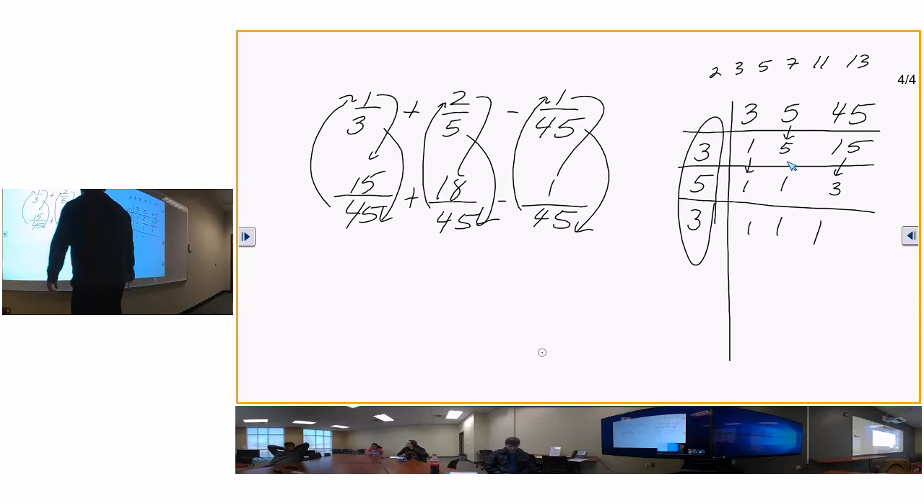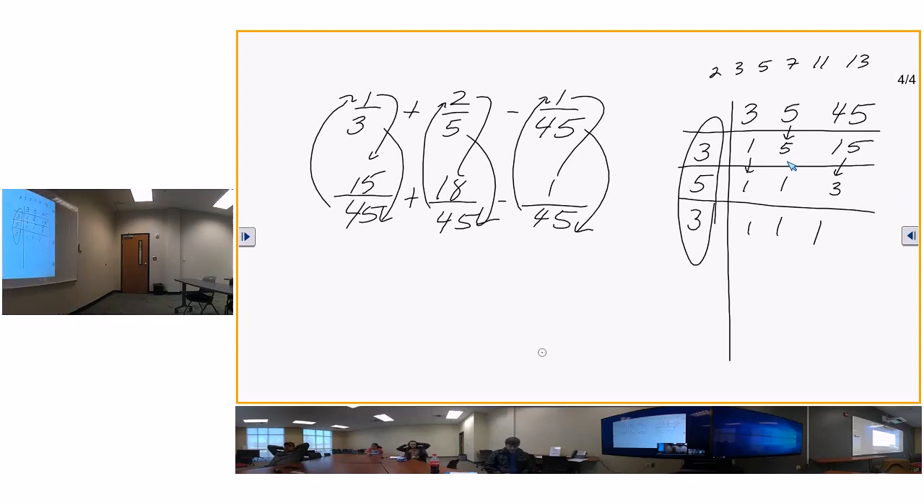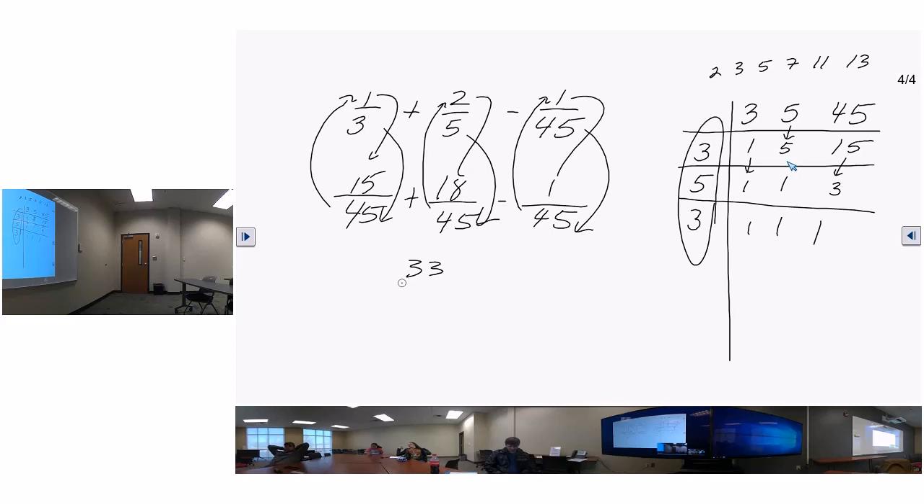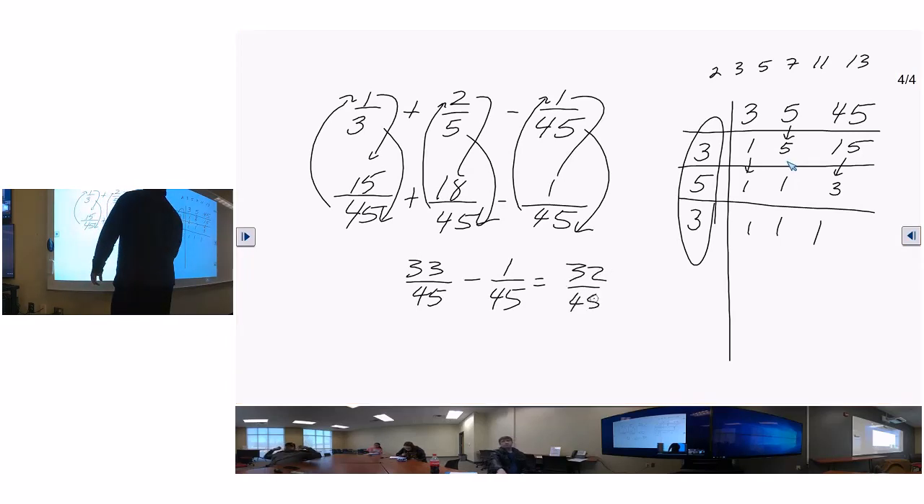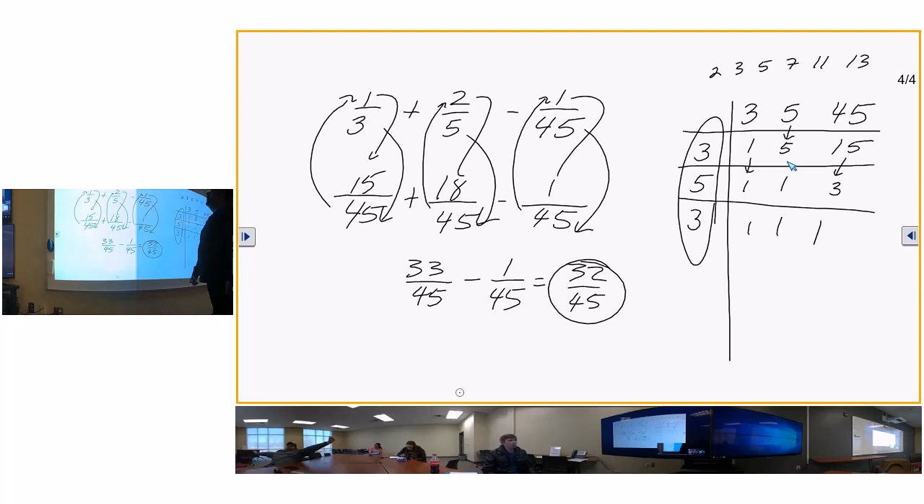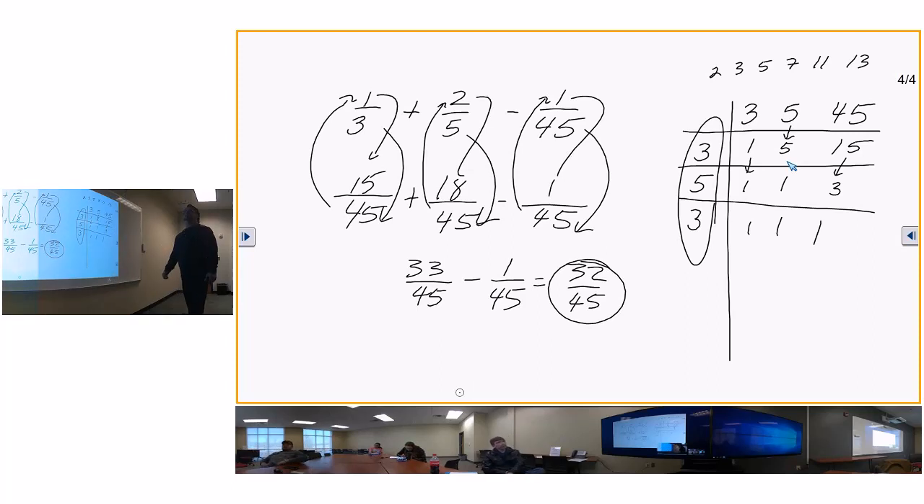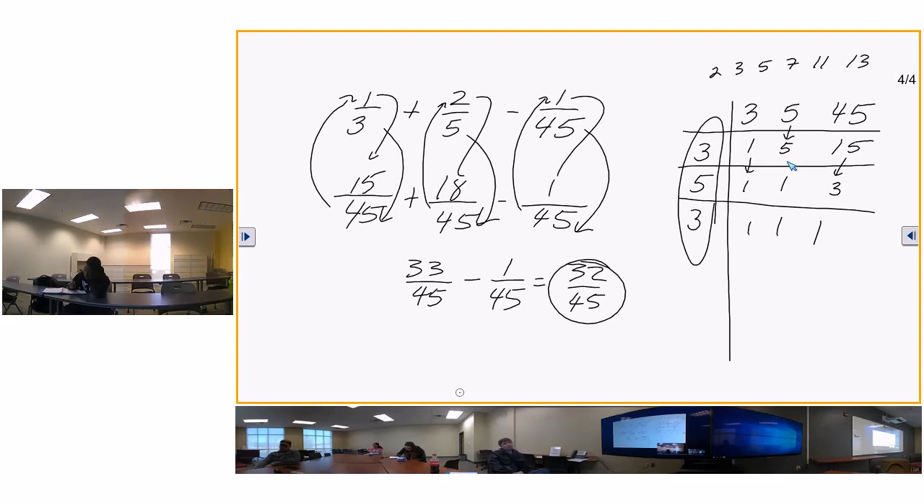What's 15 plus 18? 33. 33 over 45 minus 1 over 45 is what? 32. And I bet y'all got it right. I got it wrong. See, that's why, you might have skipped it.